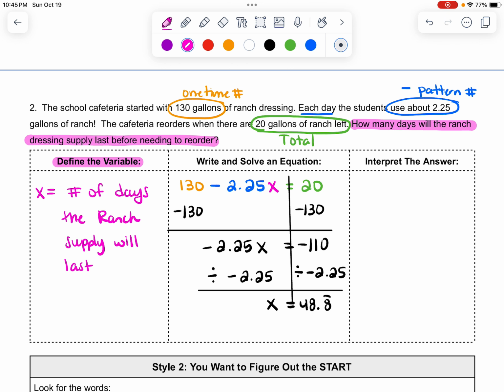Now, let's interpret. Remember, this was telling me the number of days the ranch will last. So I'm just going to say the ranch will last 48.8 repeating days. And I'm done. In other words, I should probably reorder on day 48 because I'm not going to make it to day 49.